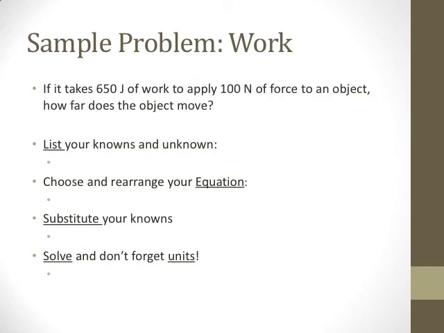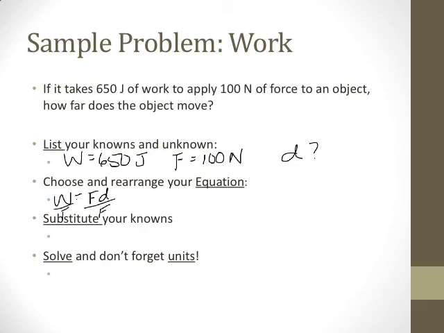Alright, last sample. If it takes 650 joules of work to apply 100 newton force to an object, how far does the object move? So our knowns, we have work is 650 joules. We have force equal to 100 newtons. And we have distance being our question mark. So our equation is work equals force times distance, but this time we want to solve for d, so we have to move the f. So we divide by f on both sides. The f's on the right cancel out, so we'll have distance is equal to work over force.